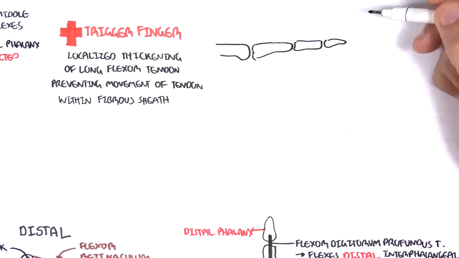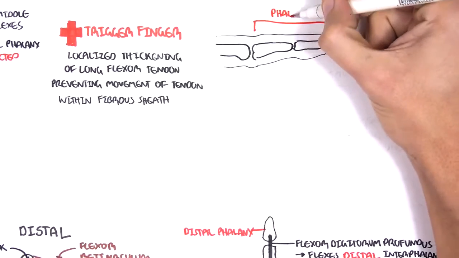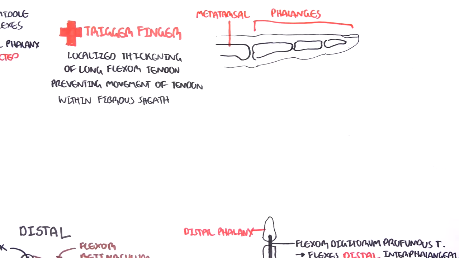Here is a finger, like your index finger. Here are your phalanges, and proximally is your metacarpal bones. Sorry, I know I wrote metatarsal. Tarsals are in your foot. This is meant to be metacarpal.